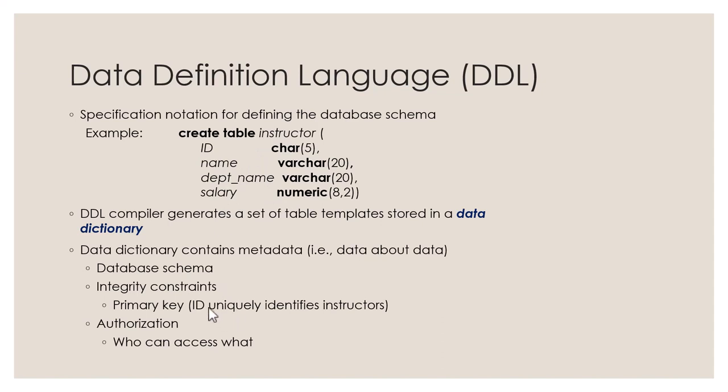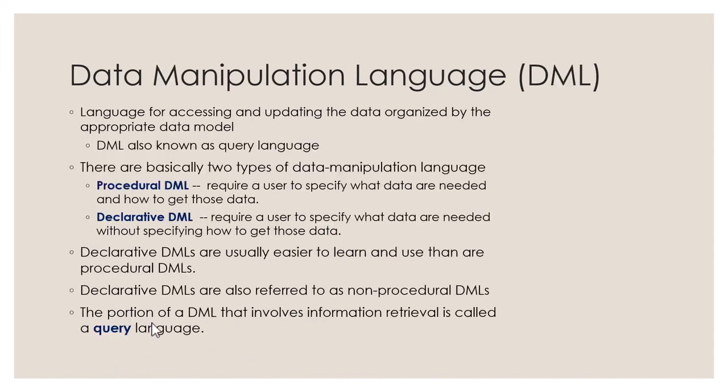Okay, in the future, we'll talk about keys. Here, I talked about how ID is unique. No two instructors will have the same ID number. So that, in this case, is the key. ID is a key for instructor. So you will just specify the primary key. Okay, you can also specify who can access which information. Okay, so data manipulation language here is a language for accessing and updating the data organized by the model.